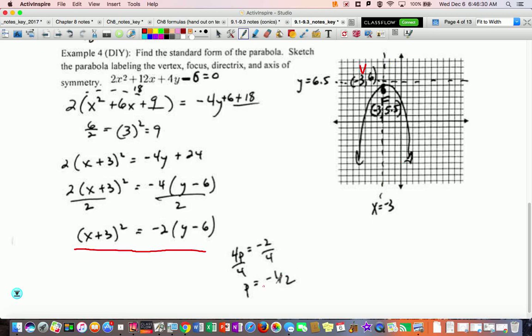And then because p is 1/2, you're only going 1/2 from the vertex inside to the focus. So you're at negative 3, 6. If I go down 1/2, that would be 5.5. Now I go up for what is called the directrix, and I add 1/2 to the 6, and I get 6.5.